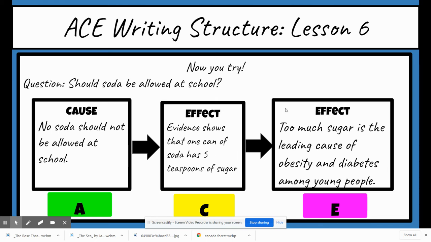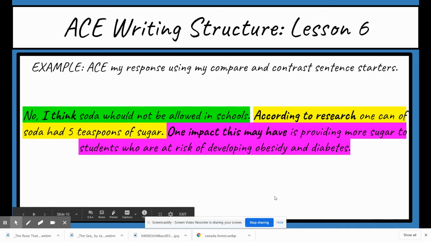So you can see by creating these boxes, we have organized our A, our C, and our E. Now we put it into a structure. No, I think soda should not be allowed in schools. According to research, one can of soda has five teaspoons of sugar. One impact this may have is providing more sugar to students who are at risk of developing obesity and diabetes.